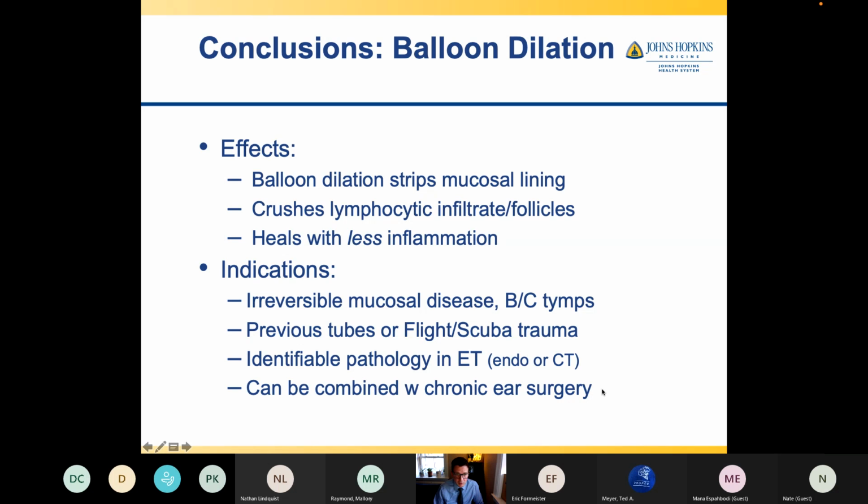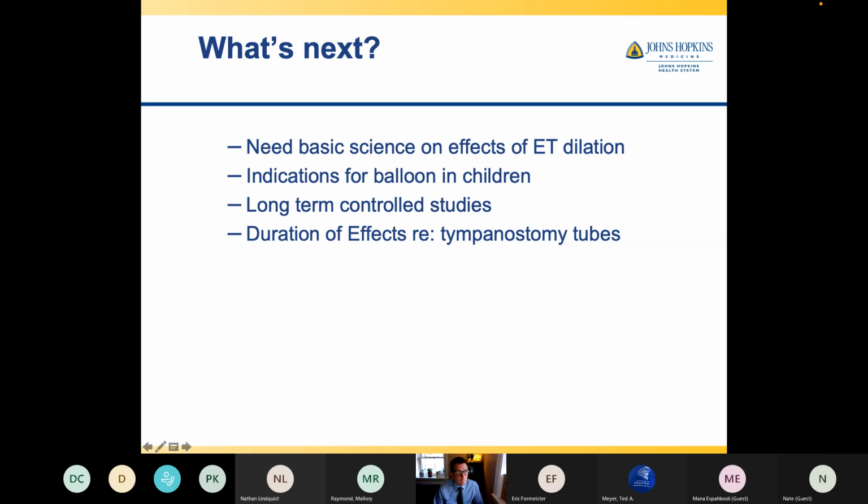It can be combined with chronic ear surgery, although insurance is usually not supporting this. And it's going to take a long time for us to figure out if it's effective, for instance, in preventing additional tympanoplasties or something like that. We need better science on the effects of eustachian tube dilation.